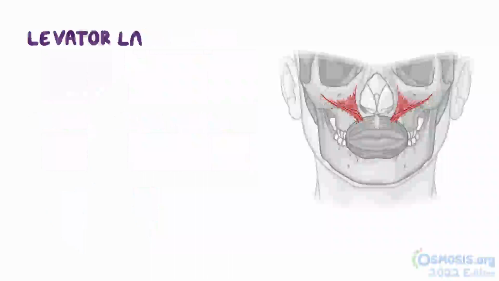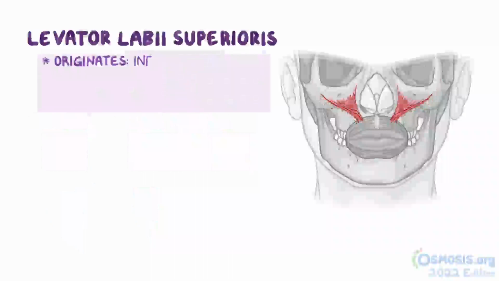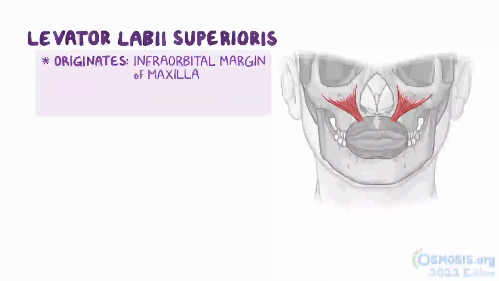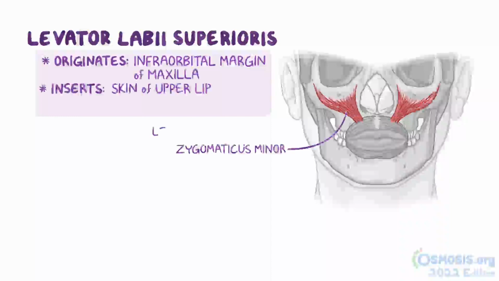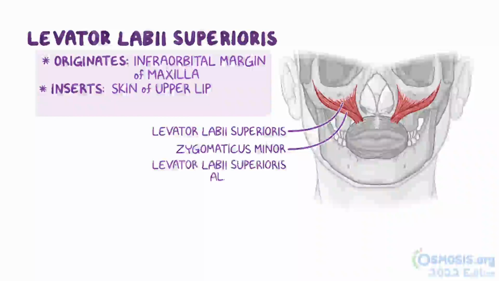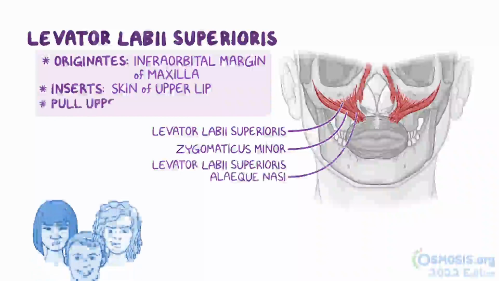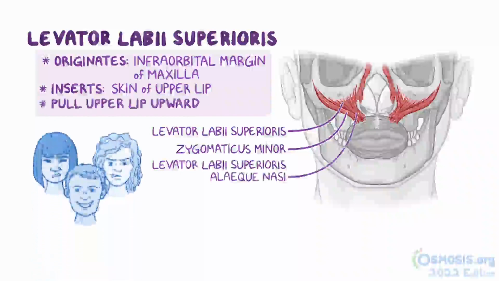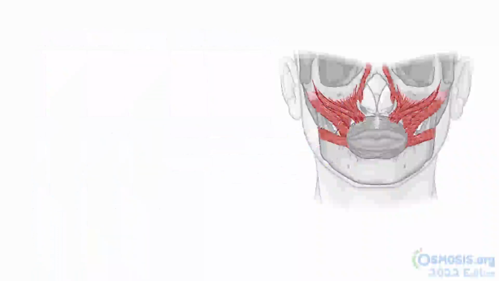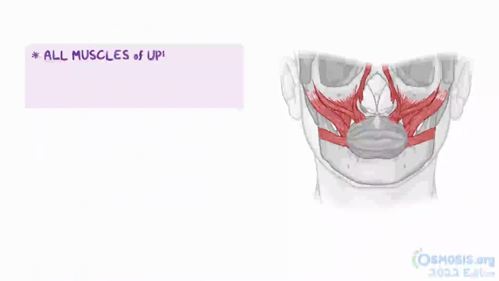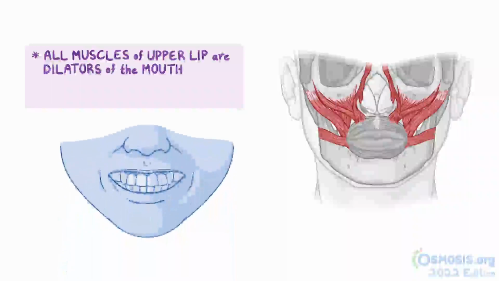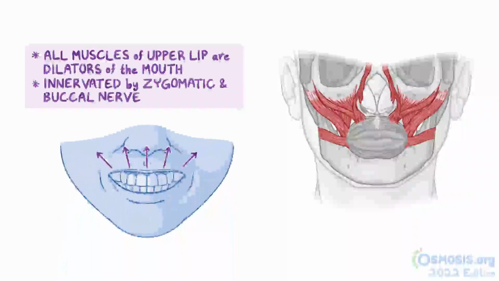The levator labii superioris originates on the infraorbital margin of the maxilla and also inserts into the skin of the upper lip. The zygomaticus minor, levator labii superioris, and the levator labii superioris alaeque nasi pull the upper lip upward. Of course, all muscles of the upper lip are also dilators of the mouth, and they're all innervated by the zygomatic and buccal nerves.